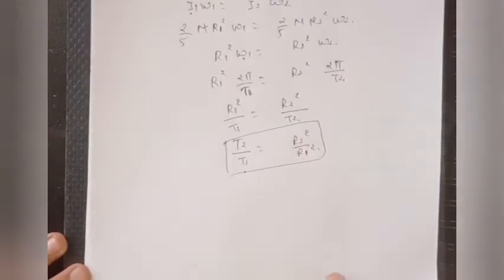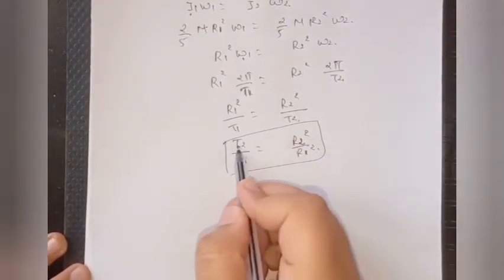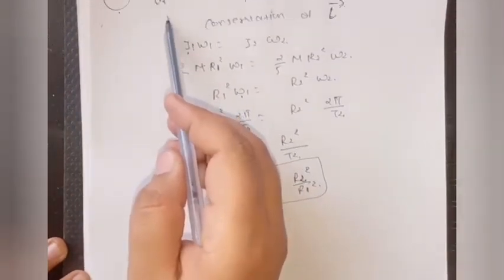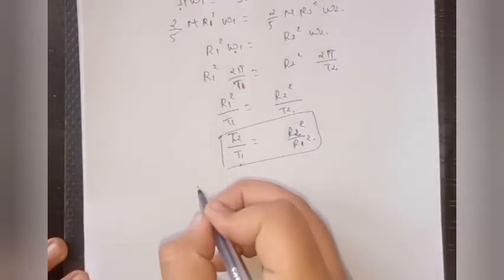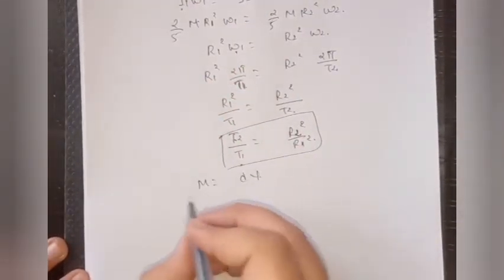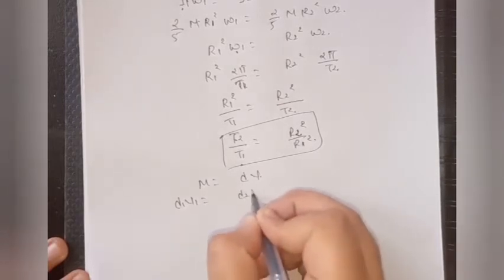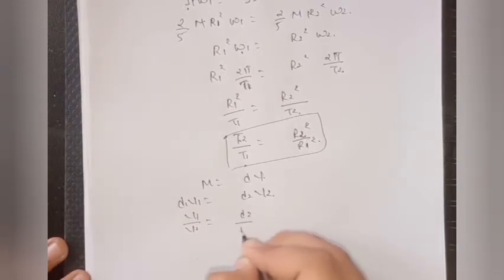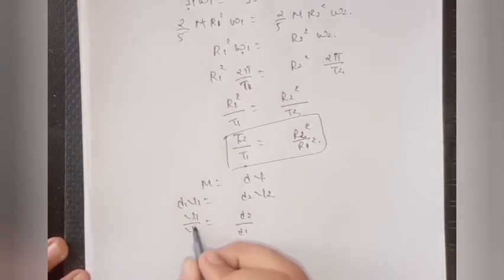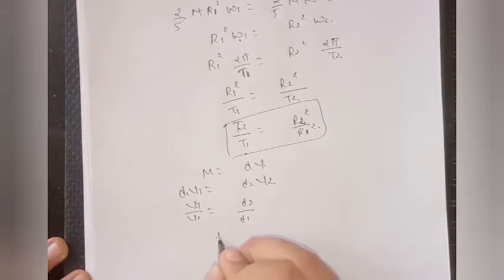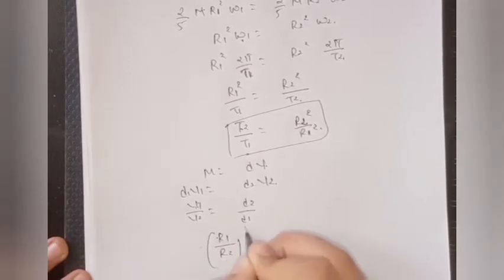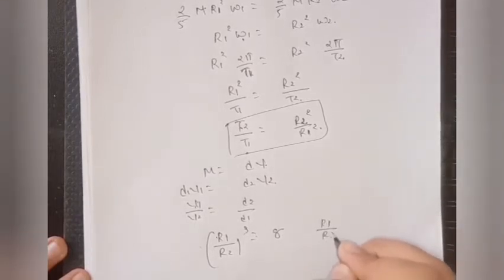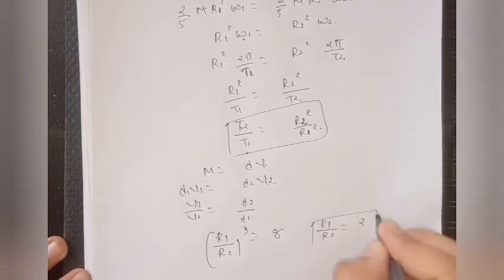Now we want to find the ratio of radius so that we can find the new time period of revolution. For that, the relation between density is given. Here mass will remain constant. Mass is equal to density into volume. So d1 v1 is equal to d2 v2. So v1 by v2 is equal to d2 by d1. Volume ratio is the ratio of cube of radii. So (r1 by r2) whole cube is equal to d2 by d1, that is 8. So r1 by r2 is equal to 2.